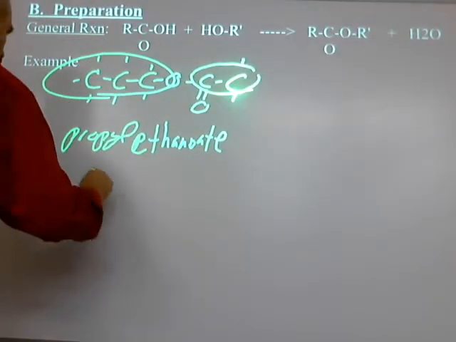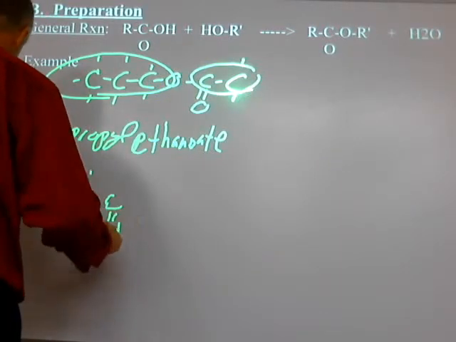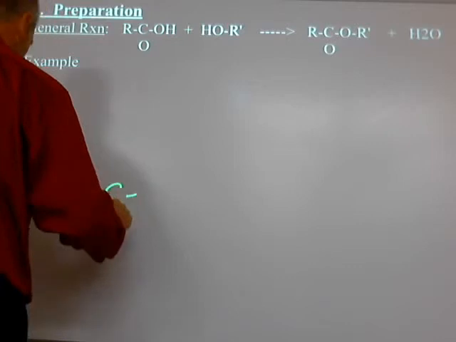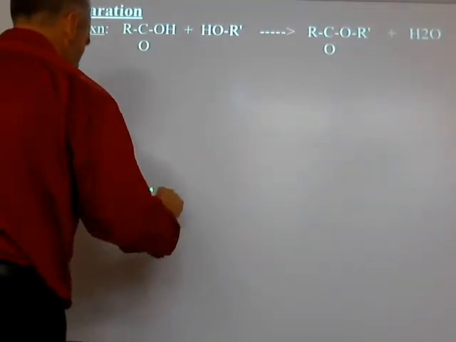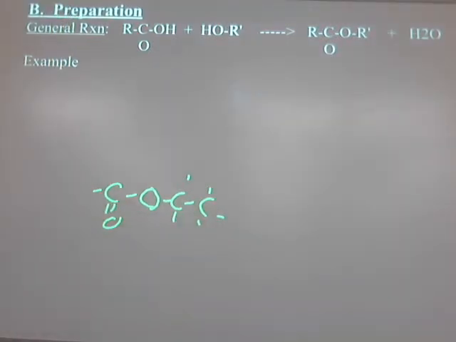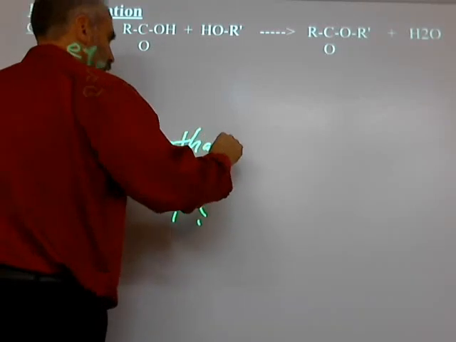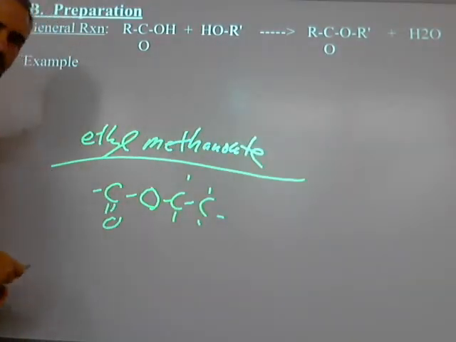Last one, quickly. What's this guy? Quickly. What's that guy's name? Everybody should be able to do this one very quickly. Ethyl methanoate. Good. Ethyl methanoate. And you can take a break. Woo! Done.